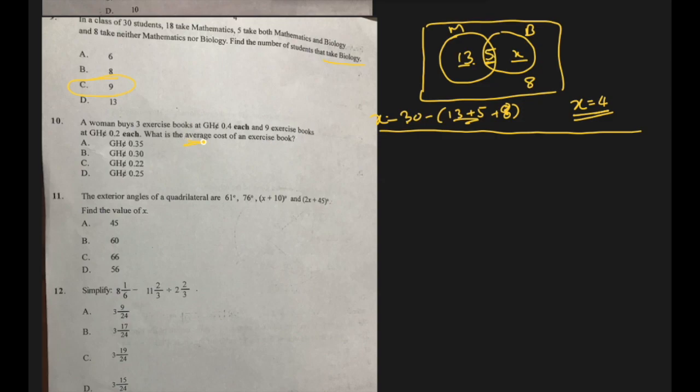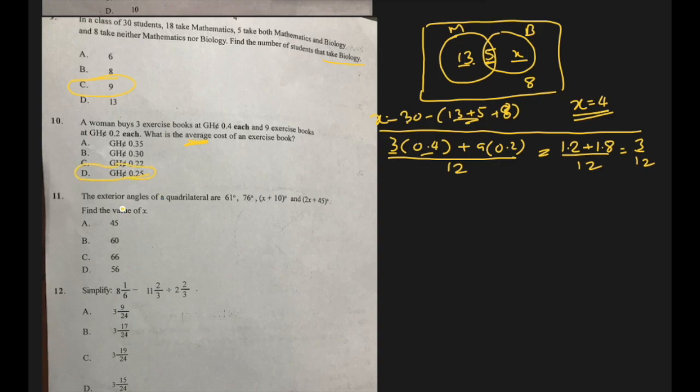Average means mean, right? So 3 exercise books at a price of 0.4, that is the cost of those 3 books, plus 9 at the cost of 0.2 per book, and total there are 12 books, right? 9 plus 3, 12 books. That will be the average cost. So 1.2 plus 0.6, that is 1.8 divided by 12, which is 3 divided by 12, 0.25. 3 over 12 is 0.25.